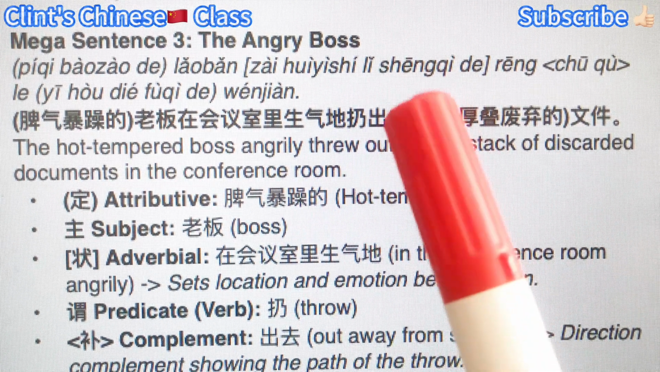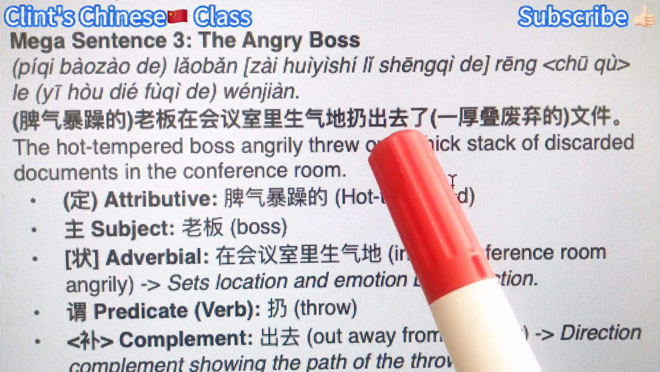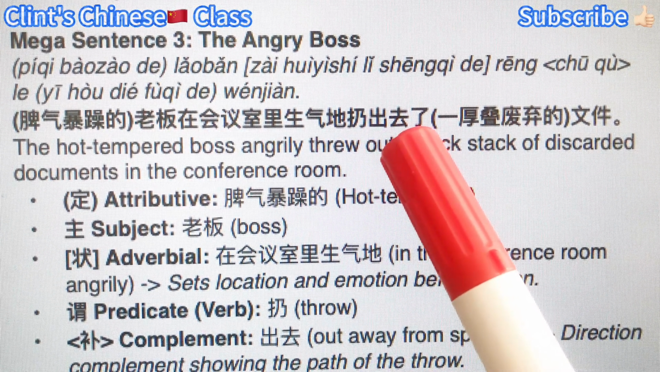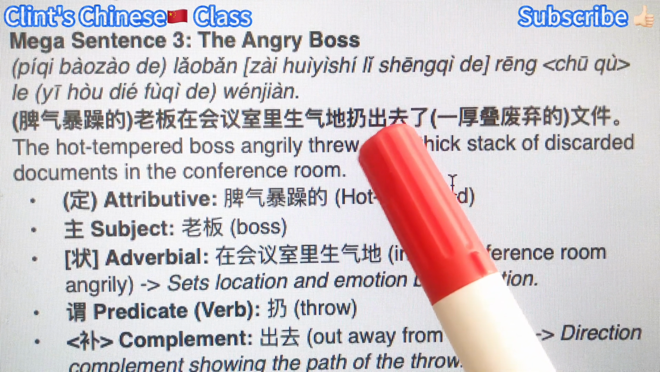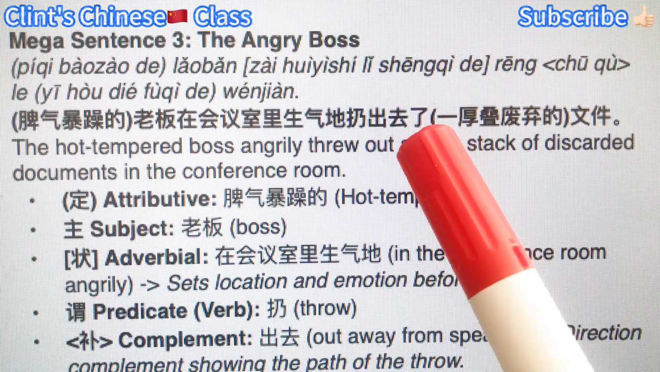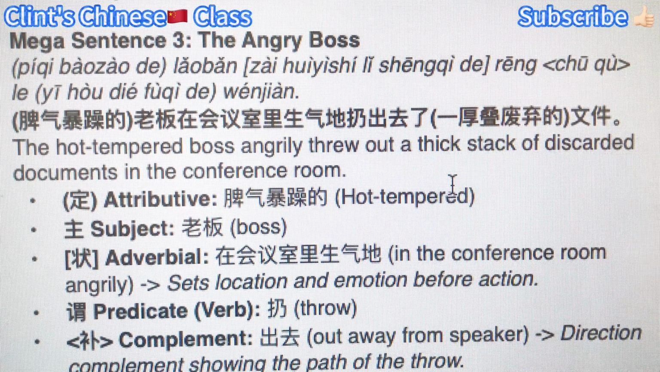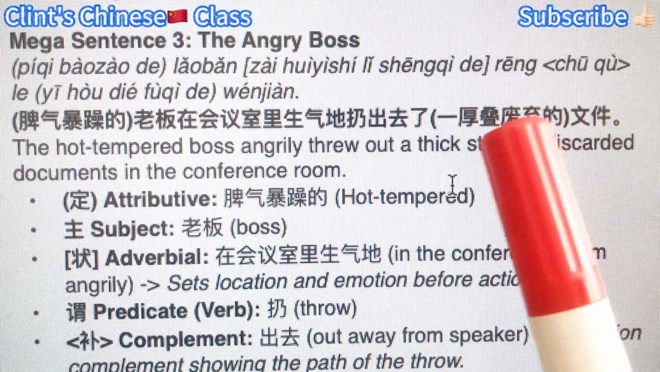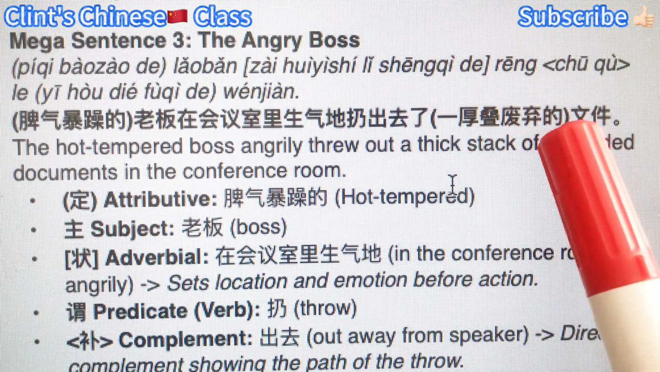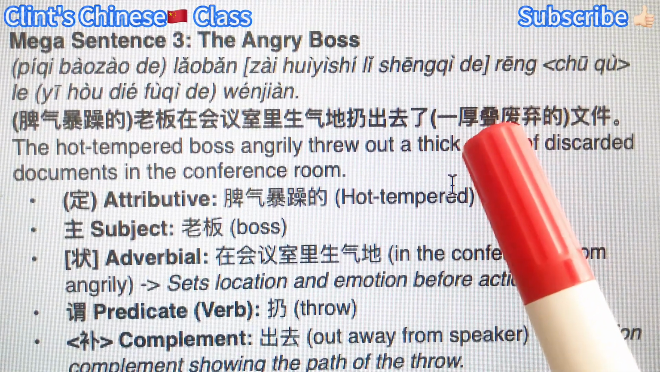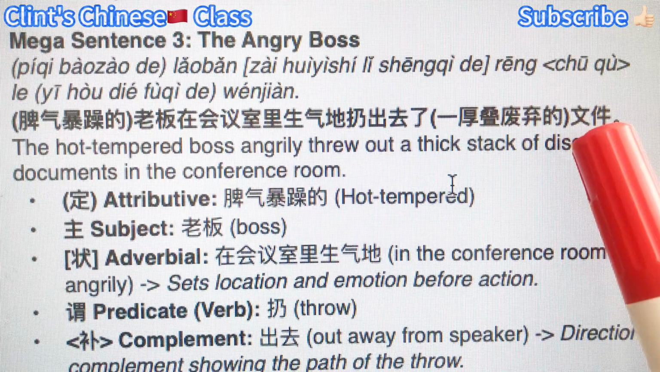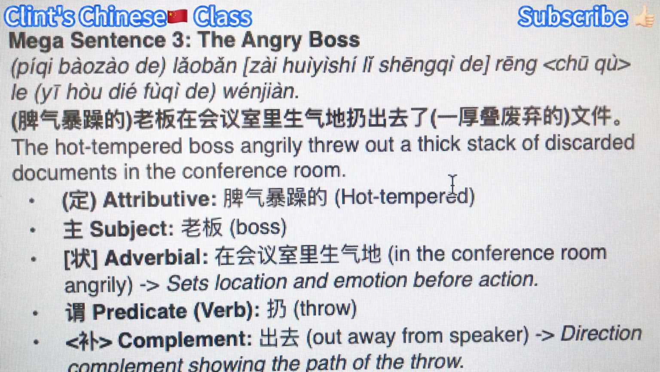Okay, now the complement, telling the result of the verb. 出去 means out and away from the speaker. So throw something out and away. 了 again indicates past tense. And use an attributive to modify the object. 一大叠废弃的, so a thick stack of discarded, 废弃的, discarded, to modify the object, which is documents. All right.